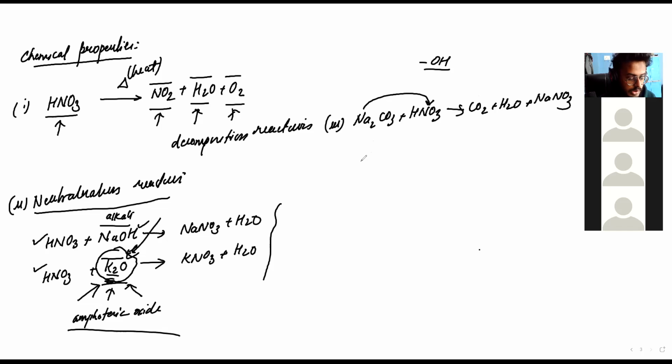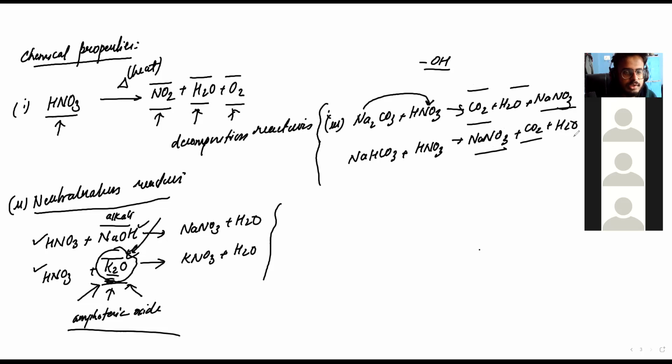Or for example, you have another one, a bicarbonate. I'll take sodium bicarbonate. Sodium bicarbonate plus nitric acid gives you NaNO3 plus CO2 plus water. So this is a constant reaction, right? Here a salt, carbon dioxide, and water. Whenever it reacts with carbonates and bicarbonates of metals, it will always give you carbon dioxide and water. That is a very, very common reaction.